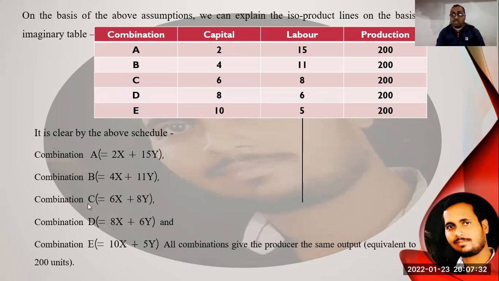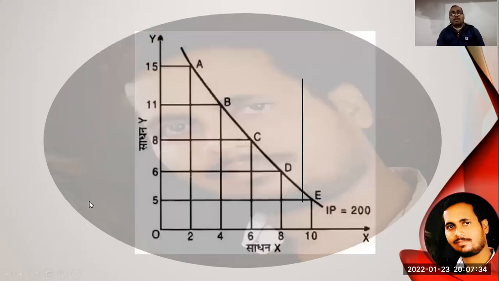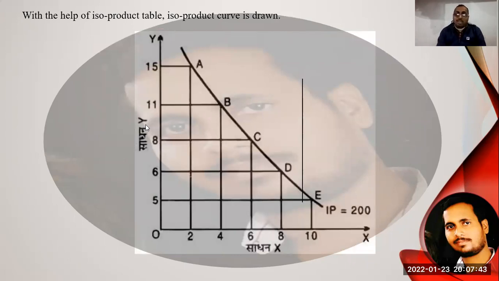Now, to see all these things in the diagram, students, you are seeing the diagram on the screen where the X and Y axes show the goods: Y is the labor, and OX is the X good, that is the capital. All the combinations are shown on the screen, where 15 units of labor and 2 units of capital is combination A. The entrepreneur is able to get a production of 200 units.